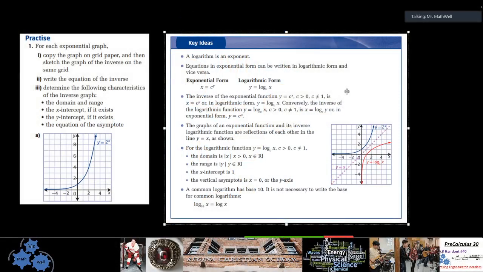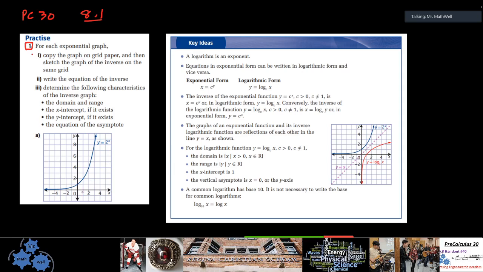All right, so 8.1 here, pre-calculus 30. We're looking at logarithms here, and in 8.1 we are talking about question number 1 in your assignment. We're talking about an exponential function. So here we have y equals 2 to the power of x. And the first part says copy the graph on a grid paper, then sketch the graph of the inverse on the same grid.